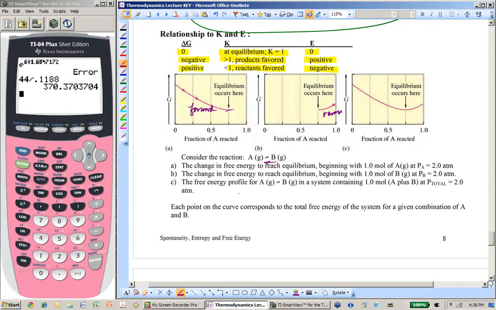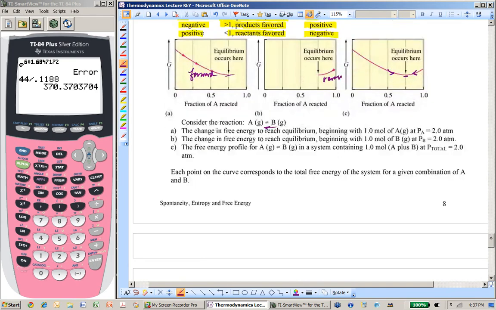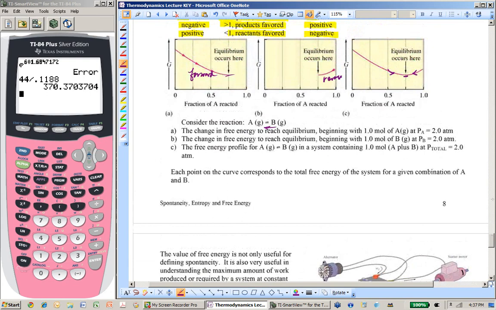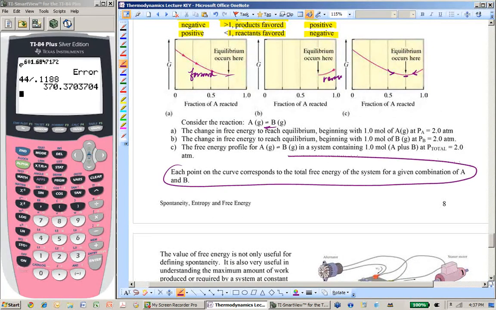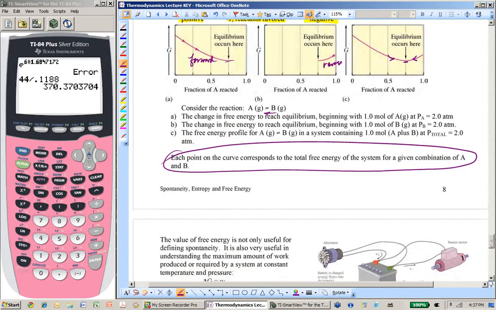But either way I get there, I get this free energy profile for this system, whether I came at it from that direction or from that direction, it bottoms out. And where it bottoms out, that's where the equilibrium occurs. So if we have actual numbers on this graph, we can pick those numbers up and we can actually calculate the K value, products over reactants raised to the power of their coefficients. So each point on the curve corresponds to a total free energy for a given combination of A and B.